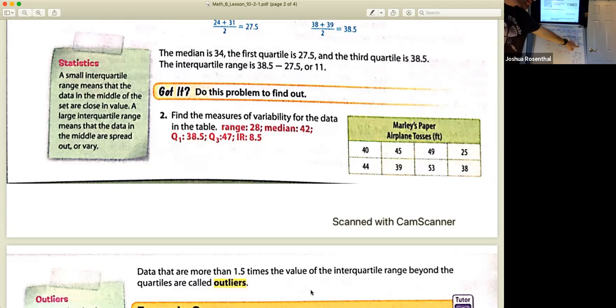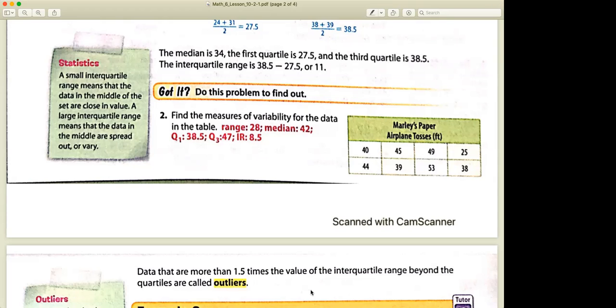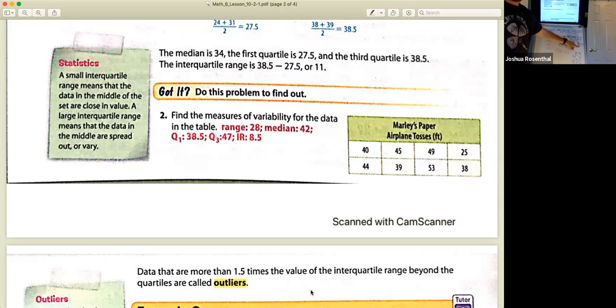Is that an outlier, yes or no? 56.75. Yes or no? No. No, because it's got to be more. It has to be more than, not more than or equal to, right? So that is the largest number that you can be without being an outlier for this data set. What's the lowest number you can be without being an outlier? You would take this 9.75 away from 38.5. So if I, let's see, 28.75, right?